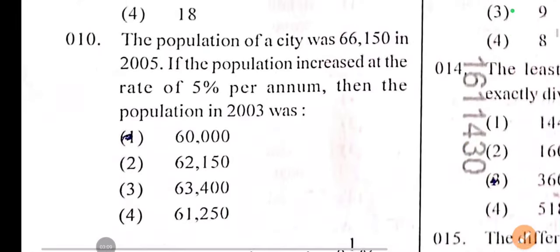10th one. The population of a city was 66,150 in 2005. If the population increased at the rate of 5% per annum, then the population in 2003 was option 1, 60,000.